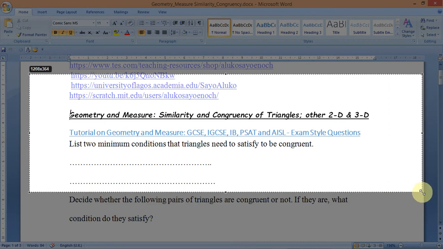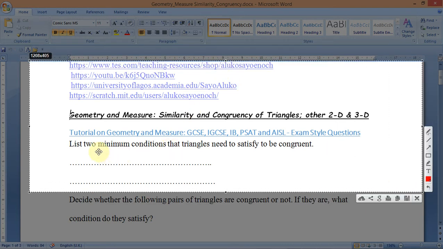The first question says: list 2 minimum conditions that triangles need to satisfy to be congruent. So just 2 minimum conditions, but I can list as many as possible. What are the conditions before you can satisfy the congruency? Don't forget that when I started, I missed out the right angle triangle. So you need 3 parameters from sides and angles. So you have to make up 3 parameters.